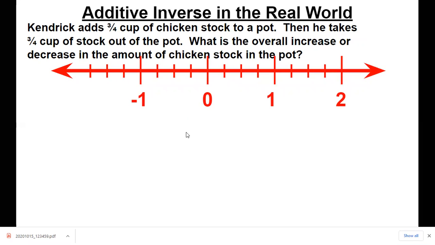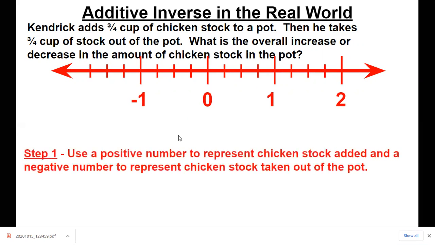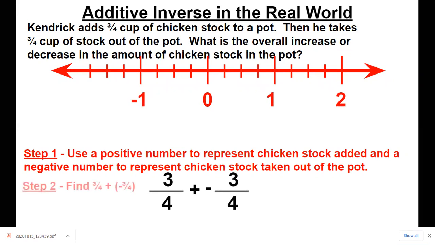There's our number line. It's the same graduations as the last number line. They're in quarters. Step 1, use a positive number to represent chicken stock added and a negative number to represent chicken stock taken out of the pot. 3/4 plus -3/4. Find 3/4 plus -3/4.